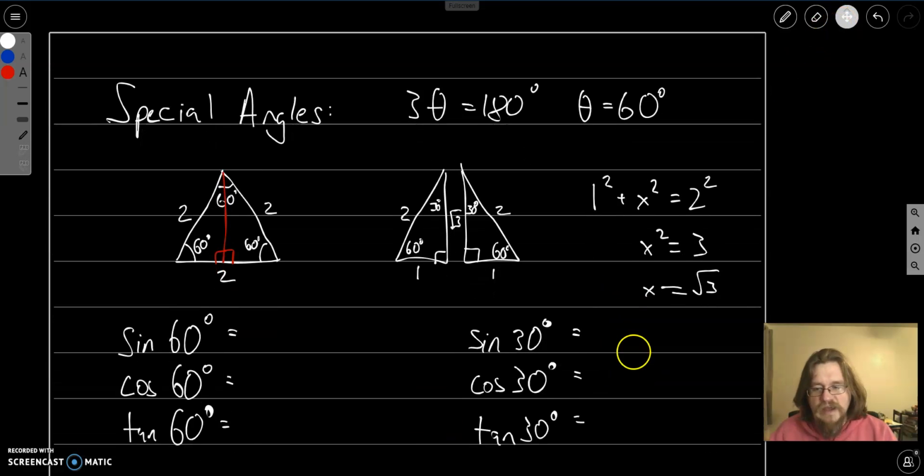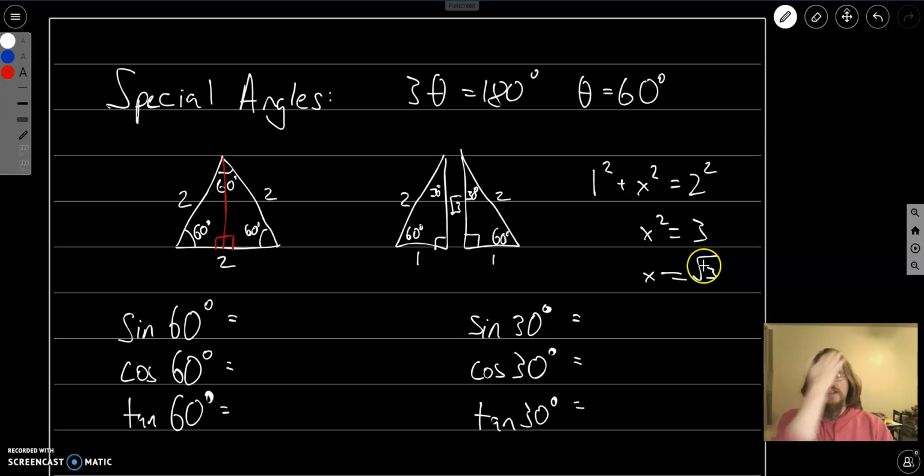So let's go through and calculate a few of these sines and cosines. So let's start with 60 degrees. So we're starting with this angle down here. The sine of 60. Sine is opposite over hypotenuse. So the SOH part of SOHCAHTOA. Opposite over hypotenuse. The side opposite to the 60-degree angle is the square root of 3. And the hypotenuse here was 2.